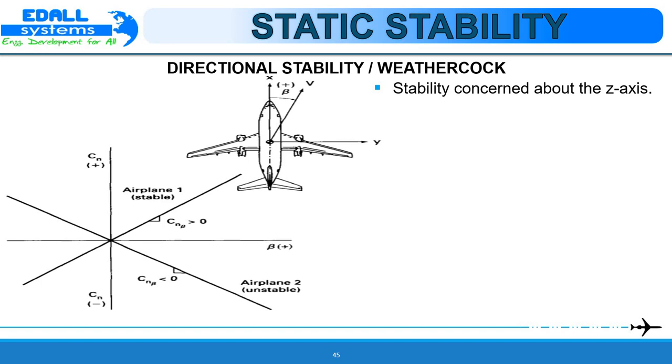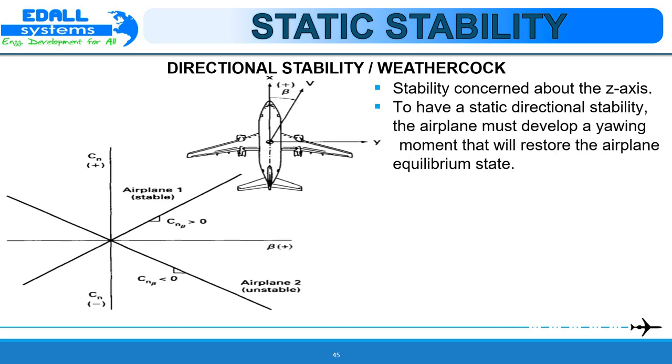Directional or weathercock stability is concerned with the static stability of the aeroplane about the z-axis. Just as in the case of longitudinal static stability, it is desirable that the aeroplane also tends to return to an equilibrium condition when subjected to some form of yawing disturbance.